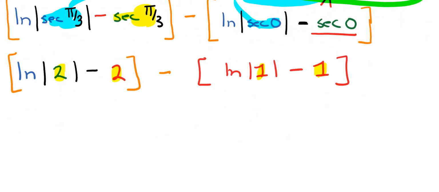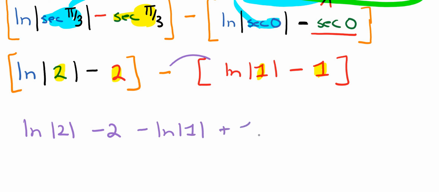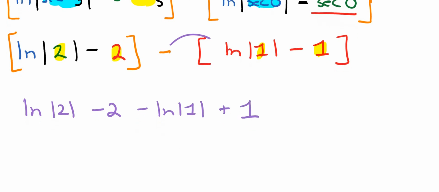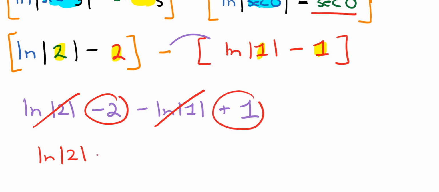After that, let's just go ahead and execute this. This is going to be ln absolute value of 2 minus 2 minus ln of 1, and then plus 1 at the very end. And we know that ln of 1 is 0, so now I have ln of 2, and then negative 2 plus 1 is minus 1. And that's your final answer there.